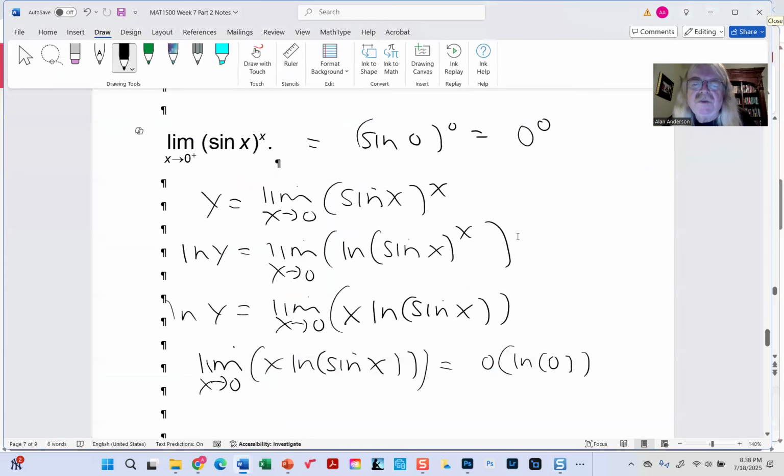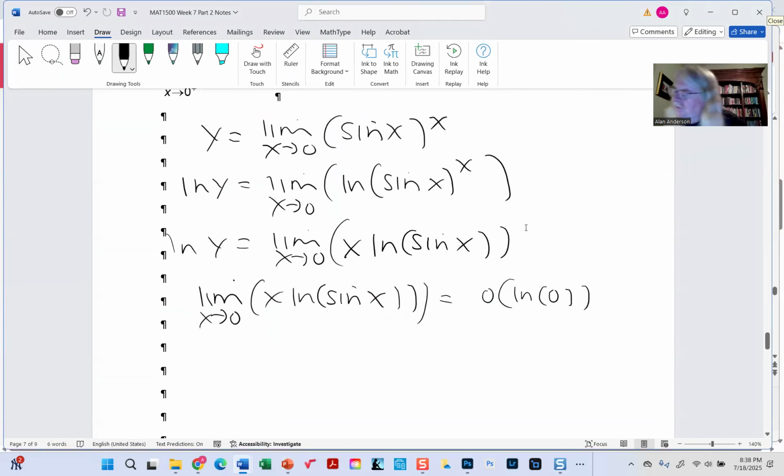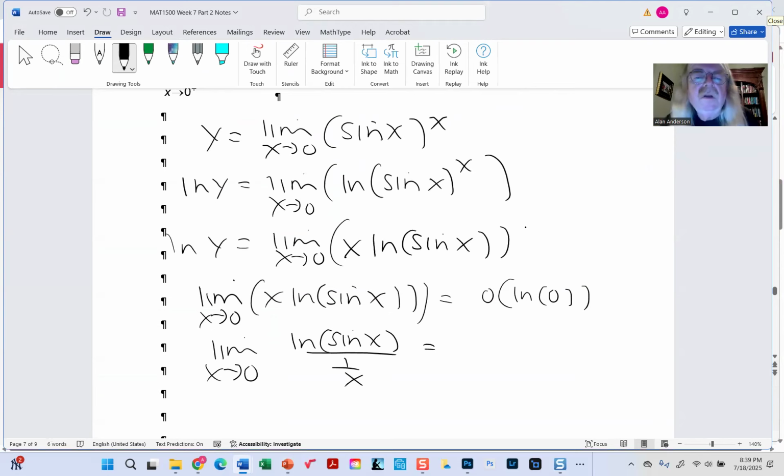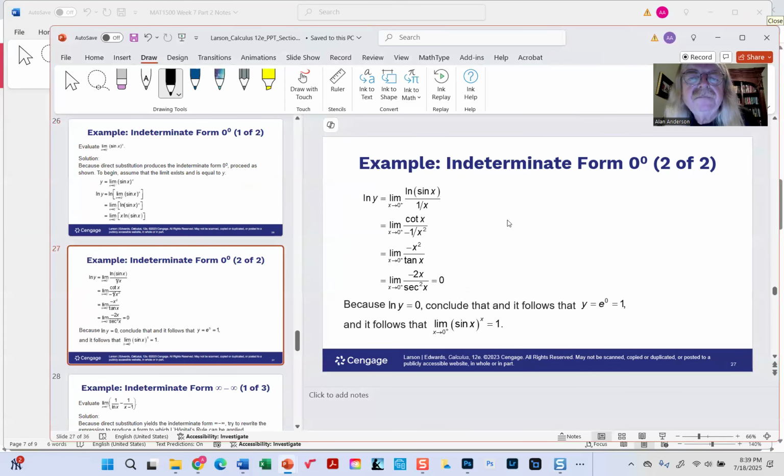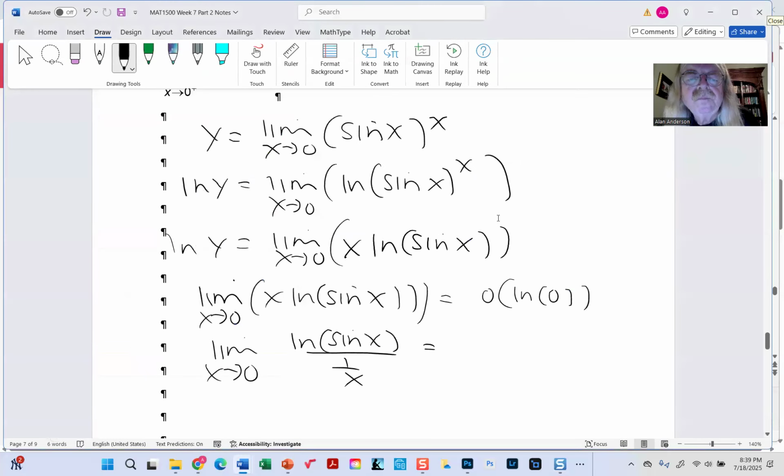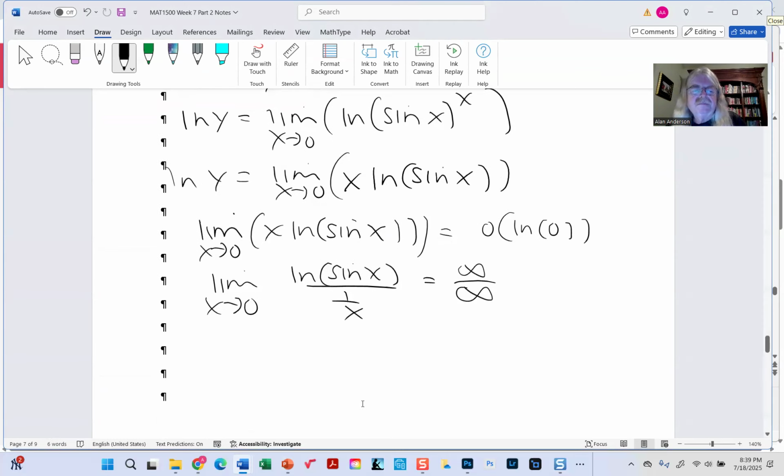Well, once again, we tried this trick once before. We're going to rewrite it like this. Okay, well, that's kind of better. Oh, no, wait a minute. No, that's going to give us, ah, I see what they're saying. Okay, so that's going to lead us to infinity over infinity. So now we can take some derivatives.